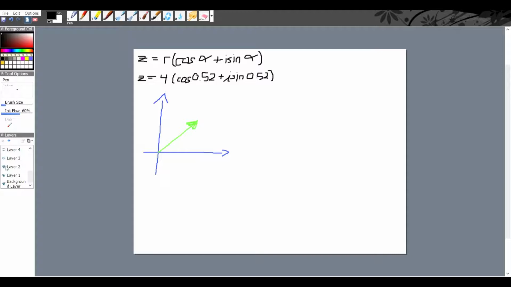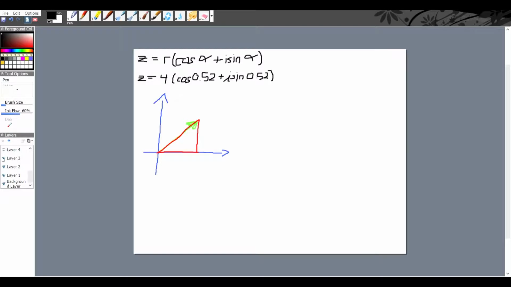So here we have a kind of Argand diagram. It is not the Argand diagram of this example. It's just for understanding how this process works. So here we have our Argand diagram, and this green arrow is the vector of the complex number, right?